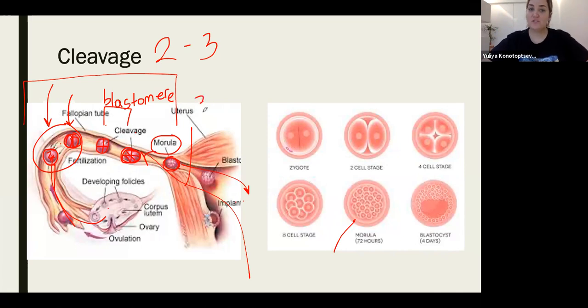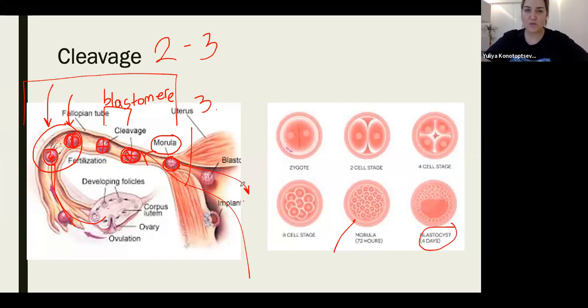So this is the third day after fertilization. You're going to see that the morula is the one that enters into the uterus. In the uterus, the morula is going to become another structure, which is called the blastocyst. So how does it happen? How does the morula become a blastocyst?